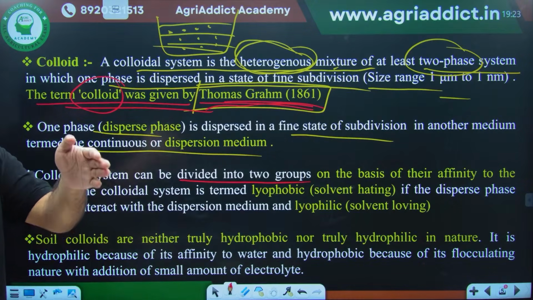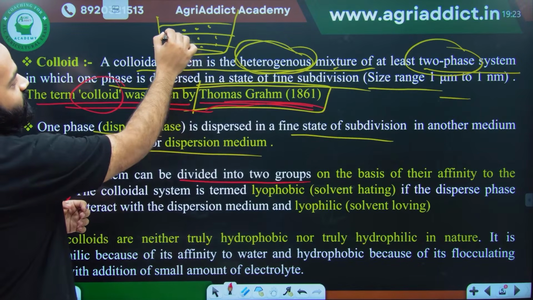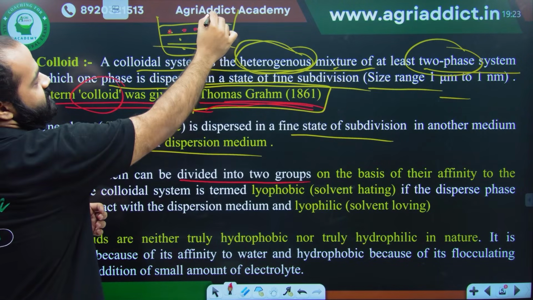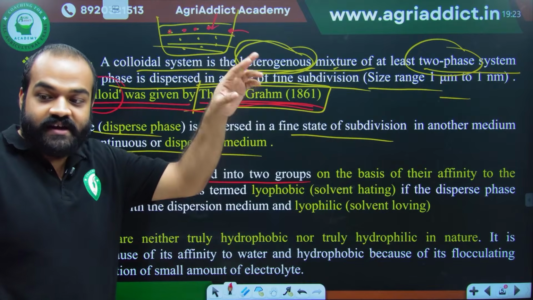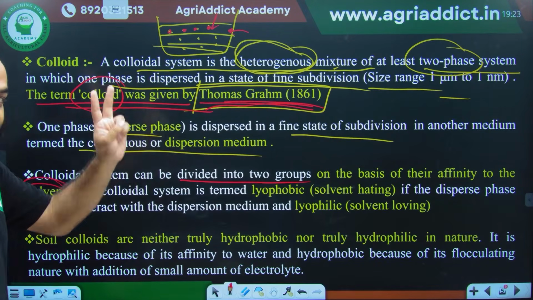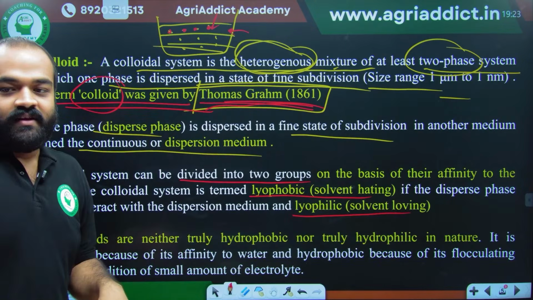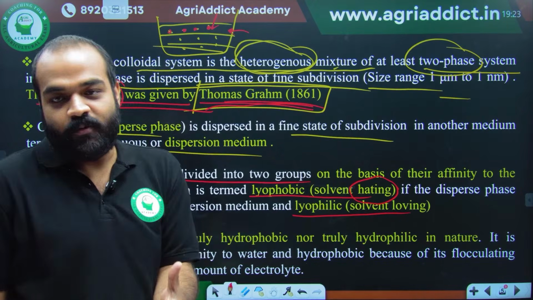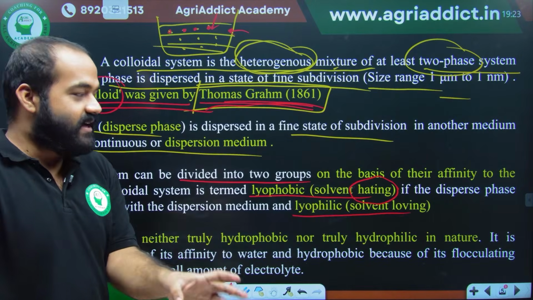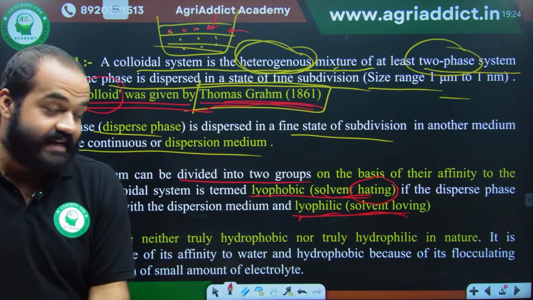All right, moving on. Colloidal system can be divided into two groups. Now we are entering deep into colloid. Colloidal system can be divided into two groups on the basis of their affinity to the solvent, on the basis of their affinity to the dispersion medium. I told you, right? This finely subdivided particle is the dispersed phase, and the continuous is the dispersion medium. So depending on the interaction of the dispersed phase and the dispersion medium, we have two types, two groups. One is called lyophobic, another one is called lyophilic. For your convenience, I have written the meanings here. Phobic, we all know, it is hating, like hydrophobic. Hydrophobia happens when rabies happens to you, so you are fearful of water. So here lyophobic is solvent hating and lyophilic is solvent loving.